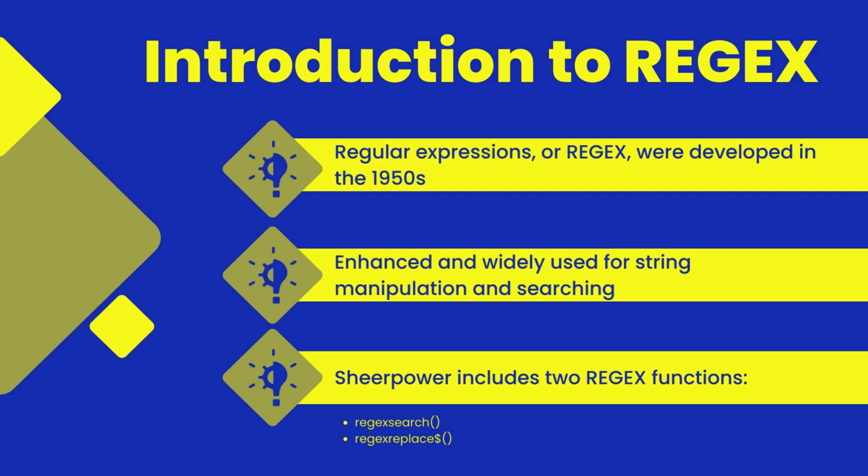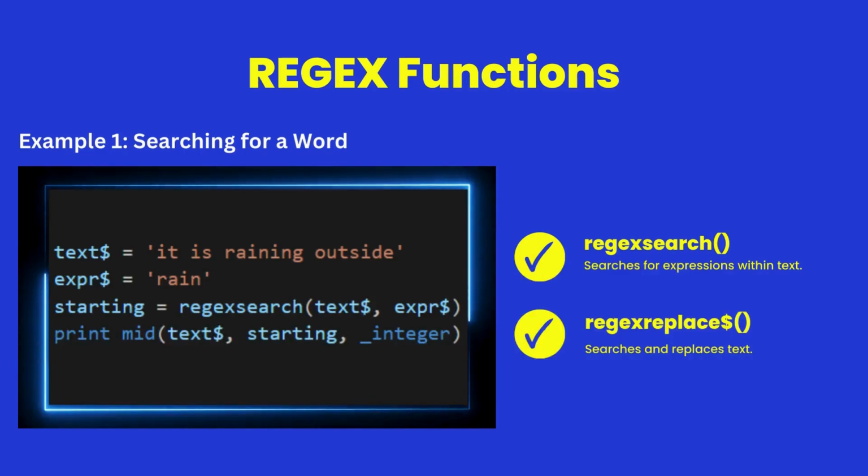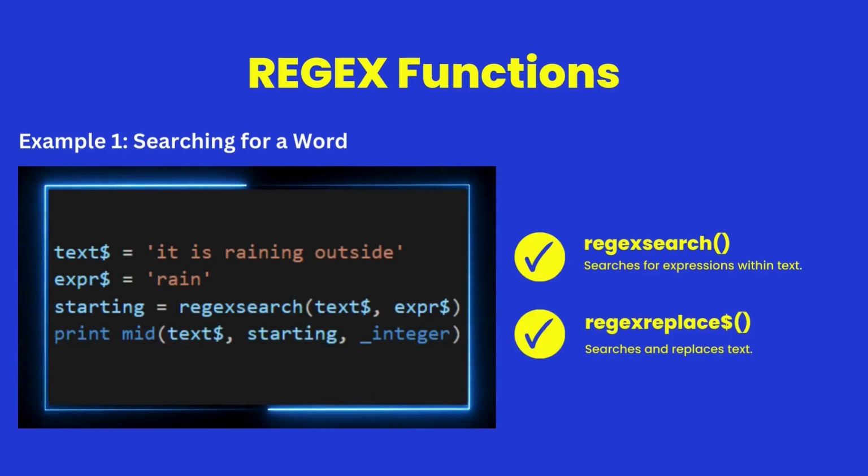Regular expressions, or regex, were developed in the 1950s. Over the years, they have been enhanced and are now widely used for string manipulation and searching. In Sheerpower, you can leverage the power of regex with two primary functions, regexsearch and regexreplace. These functions allow you to efficiently search for patterns within text and replace text based on those patterns, streamlining your text manipulation tasks. Sheerpower provides two powerful regex functions for text manipulation.